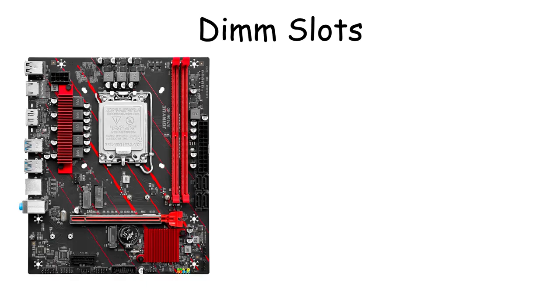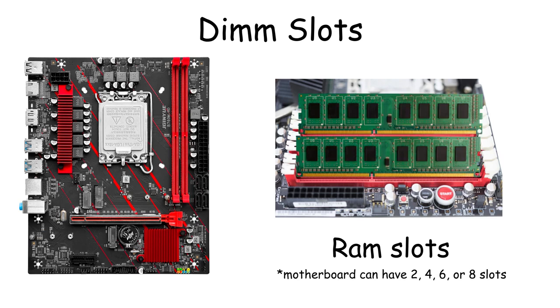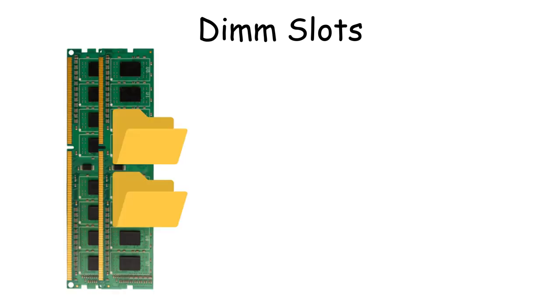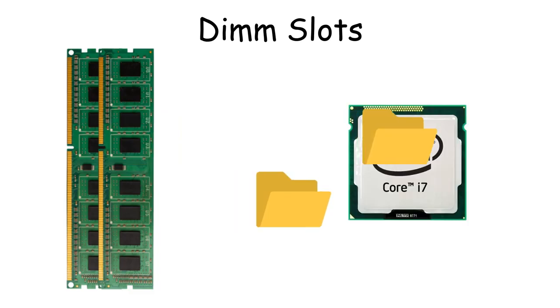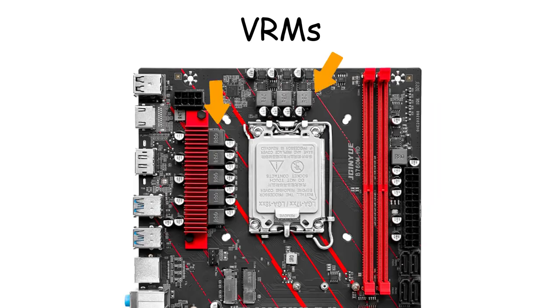Right next to the CPU socket, you will usually see several tall slots placed in a straight line. These are the RAM slots, also called DIMM slots, and this is where the system memory is installed. RAM temporarily holds the data that the CPU is actively using, so it can be accessed very quickly while the computer is running.